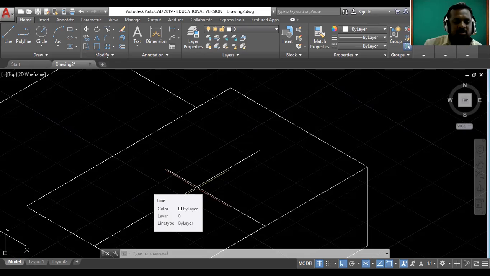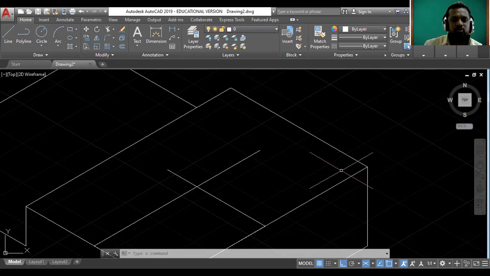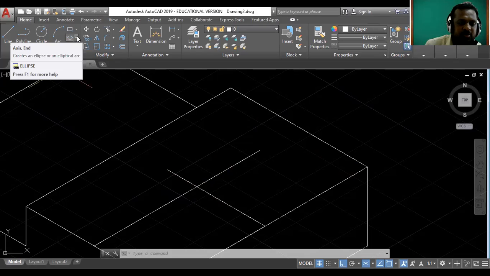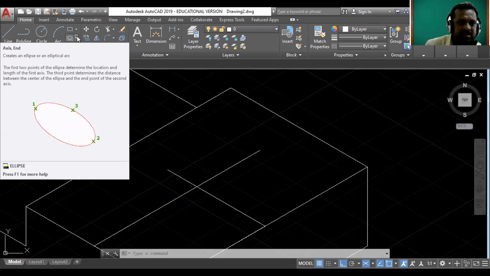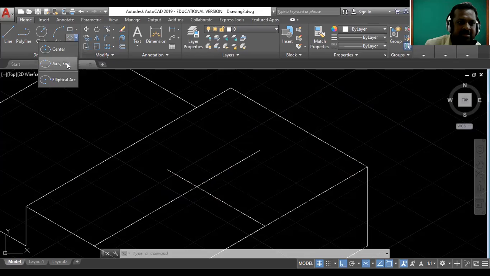Now see here carefully how to draw the circle. Don't use the circle command here. How to draw the circle? You can easily see the ellipse symbol here. Click on that ellipse symbol and select the axis end.